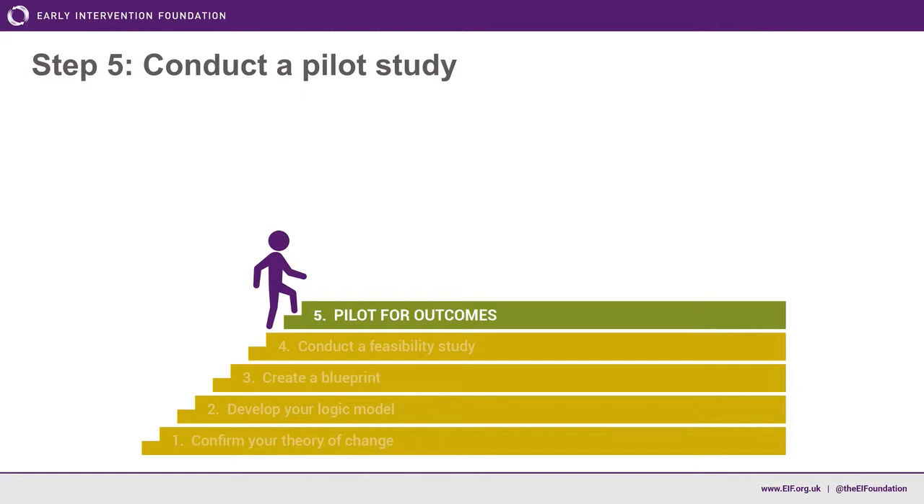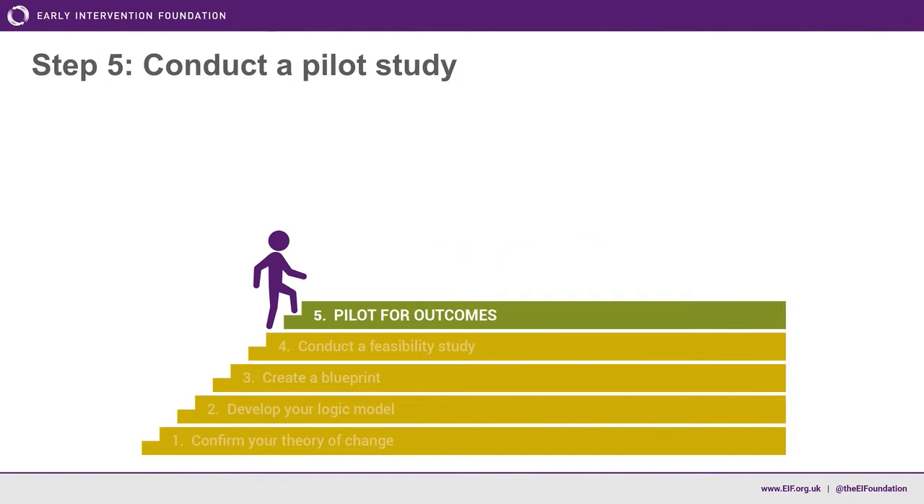Once you have determined that your intervention is feasible to deliver and its participants perceive it to provide a value that is similar to its theory of change, it is time to consider whether it can achieve its intended outcomes. This means you are ready for Step 5.